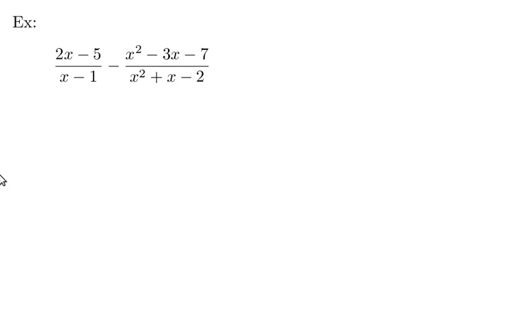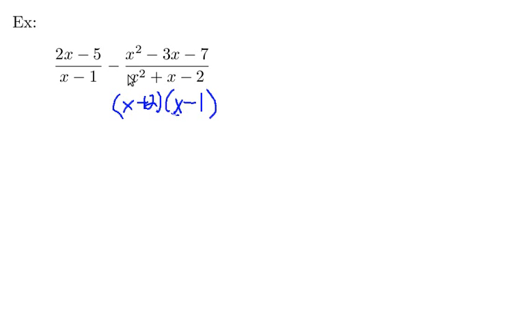Okay, so the first thing I want to do, as usual, is figure out how to make these two denominators the same. That means I want to factor out everything that I can. Can I factor this denominator? No, I can't. What about this one right here? We have x² + x - 2. That'll be the same thing as (x + 2) times (x - 1).